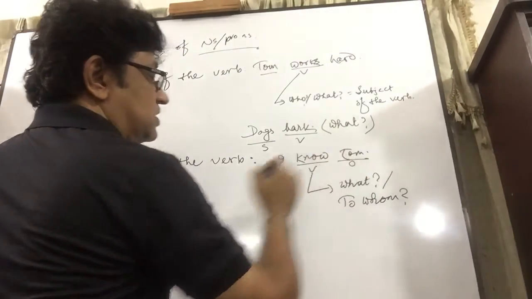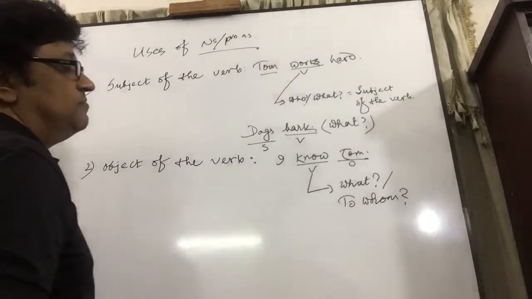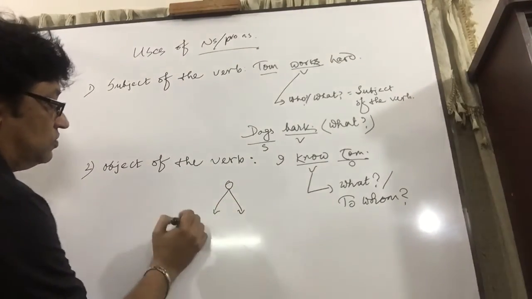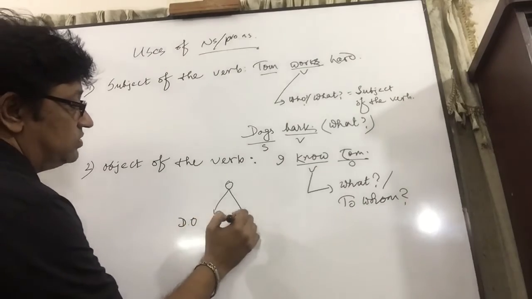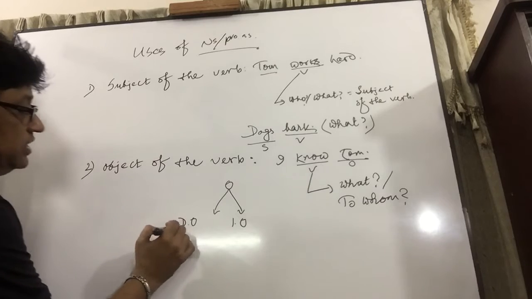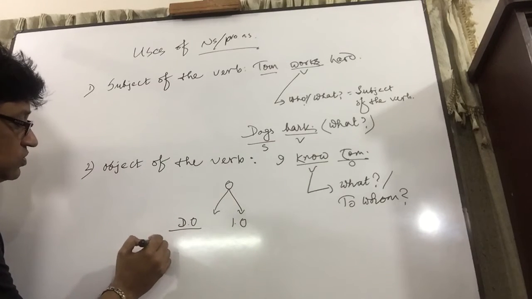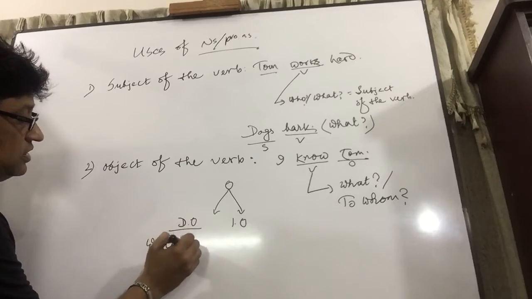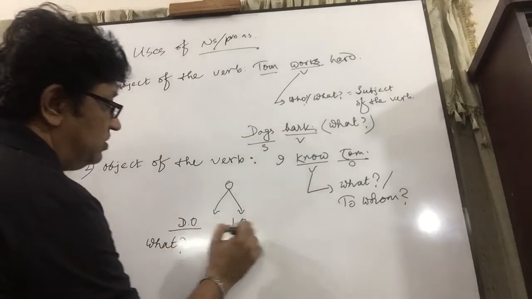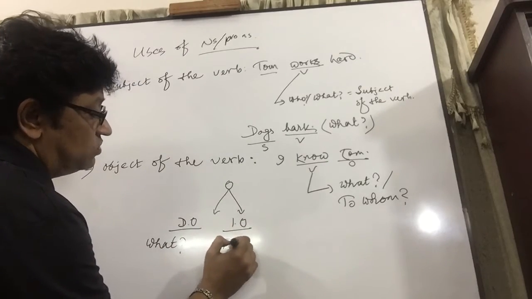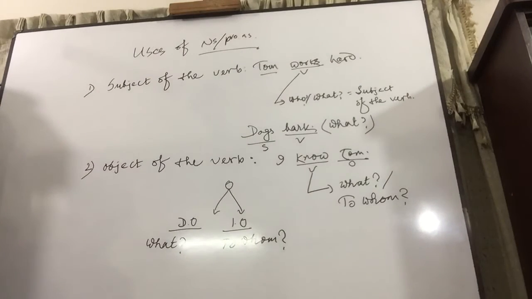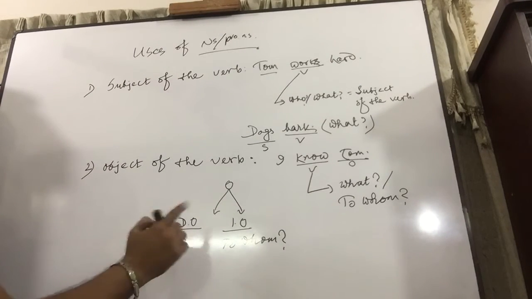That is the object. Objects again are of two types. One is direct object, another one is indirect object. DO and IO. DO is the answer to the question of what. Here, Tom is considered to be the DO. IO is the answer to the question of to whom. I am showing another example in which both objects are there.